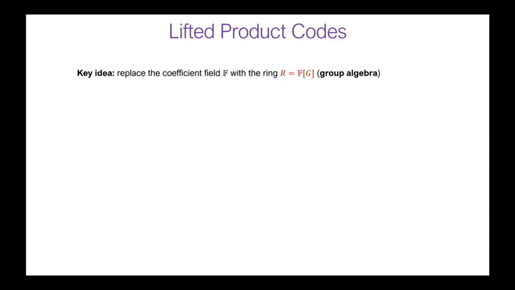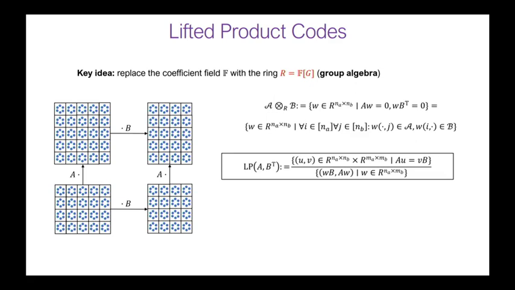Okay. But the topic of my presentation today is lifted product codes. So what are lifted product codes? A lifted product code is a very simple idea. The idea is just to replace this finite field, which in our case we can think of as the field of two elements, with a ring, a group algebra, which is a larger ring. And each element of this group algebra can be represented by a tuple of L bits, for example. And in this case, it's exactly the same definition as before, but instead of individual bits, we have L bits.